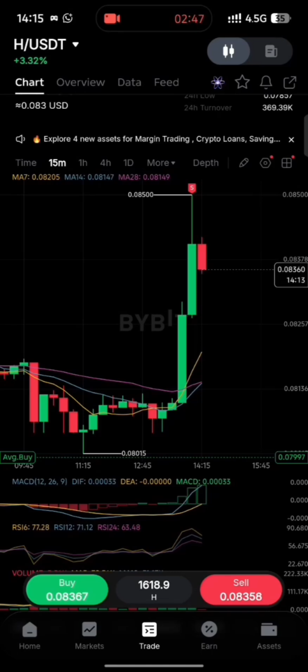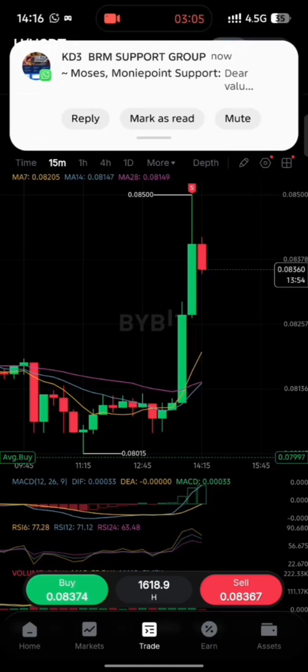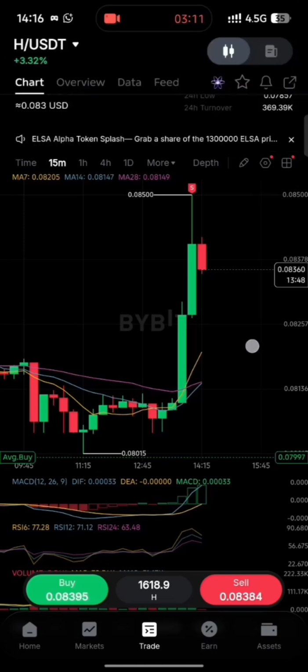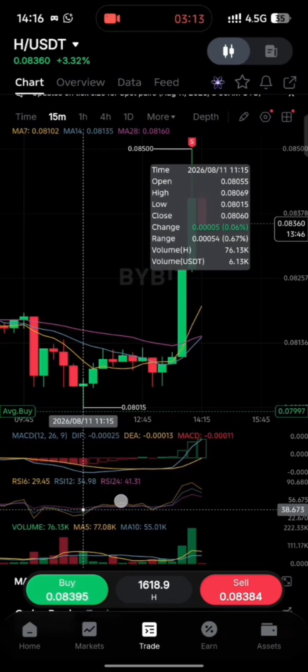So I'm watching this particular candle carefully before I can dive in for my second trade. All right, if I can dive in for my second trade, I will watch it carefully to see what exactly is going to happen before I dive in for my second trade.